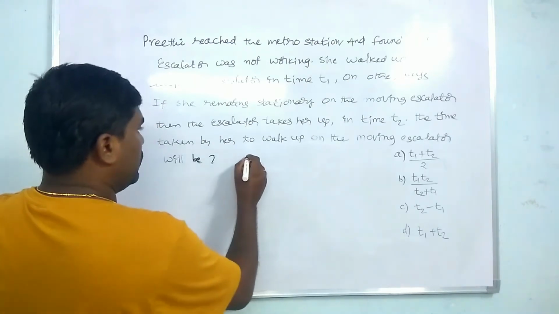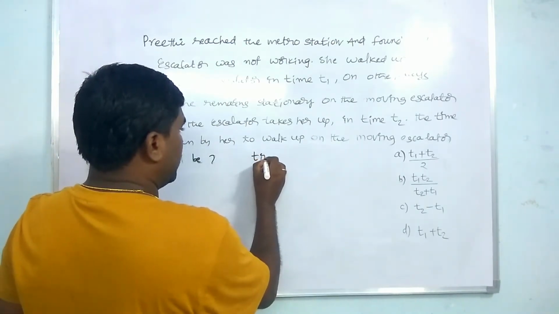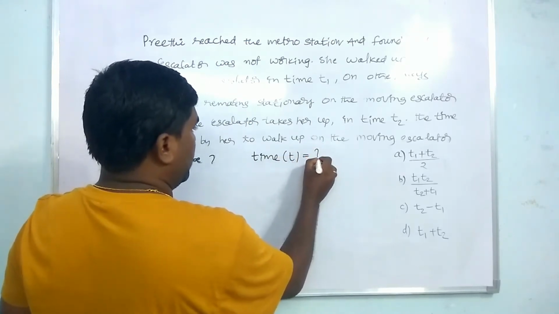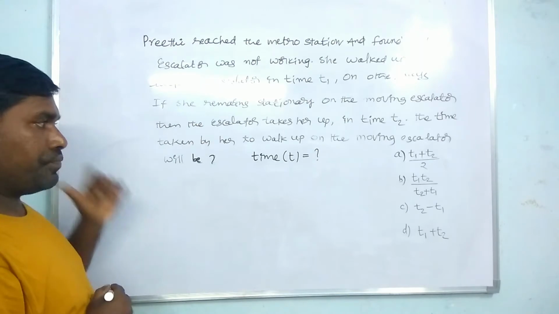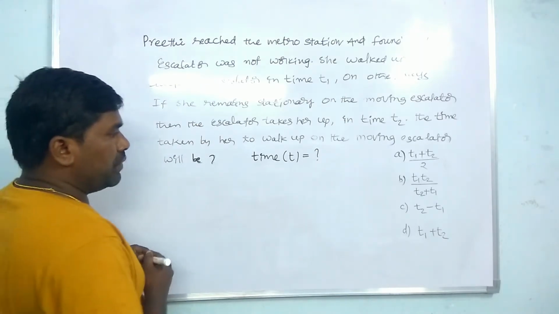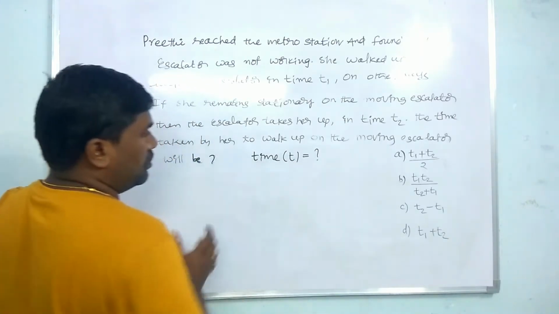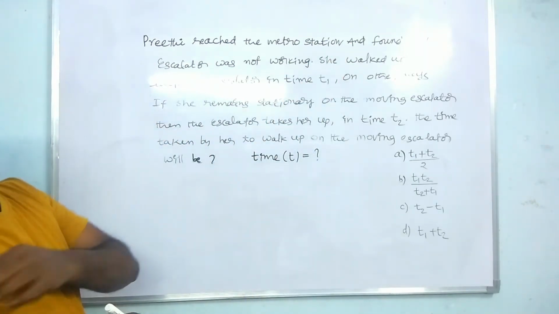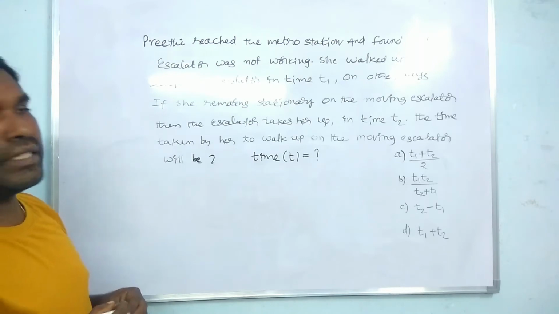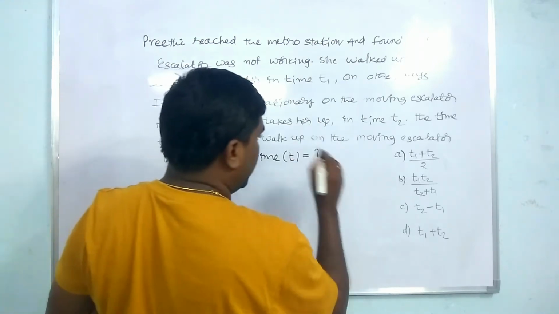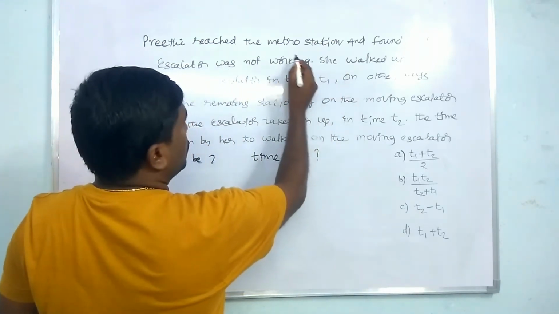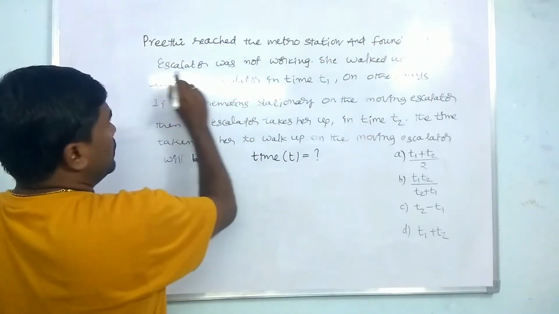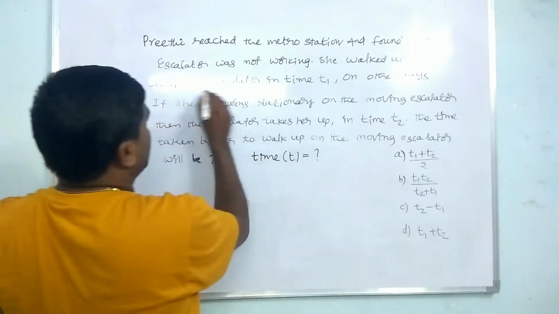So here you have to find only the time taken. Time t is how much here. Okay. So first we need to know about the speed. Speed is equal to distance by time taken. For suppose, in the case of Preeti walking up on the stationary escalator.